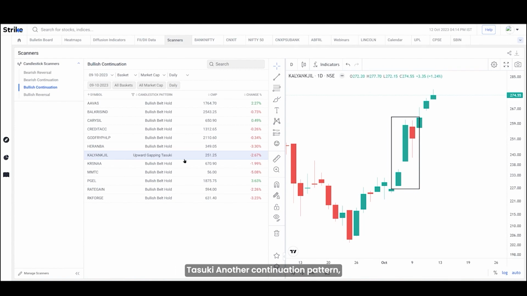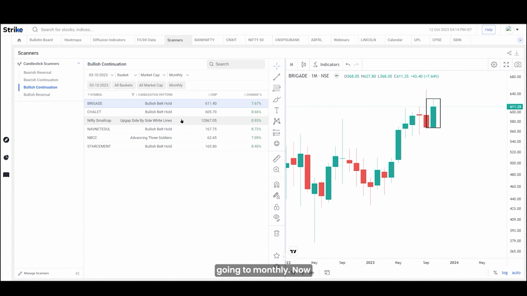Upward gapping Tasuki is another continuation pattern. As you can see, it had formed on 9th of October on Kalyan Jewelers, and it has continued the trend upwards. Now, similar to any other indicator, larger the time frame, larger is the relevance for that. If you want to view monthly continuation trends, that is also there.